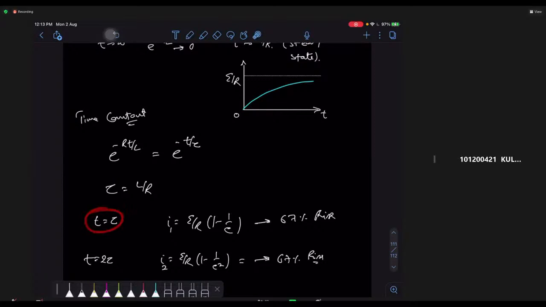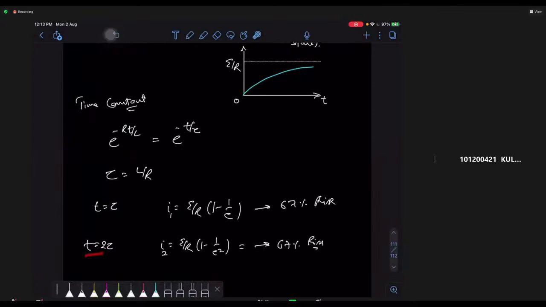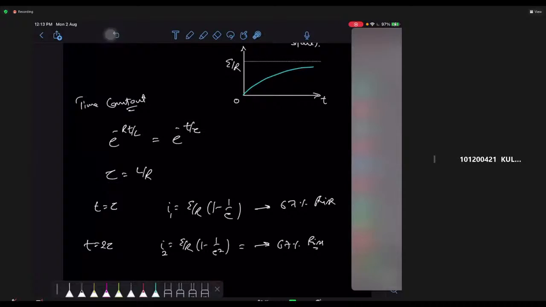In the first tau, it will rise 67%, and between tau and 2 tau, again it is going to rise 67%. So 67% of the current is going to rise. Whatever remaining part is left, it rises by 67% of that. It will maintain a constant percentage. That is the nature of exponential functions.